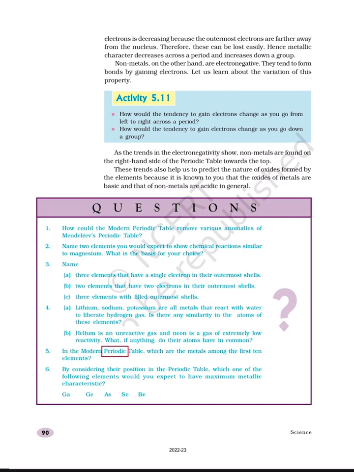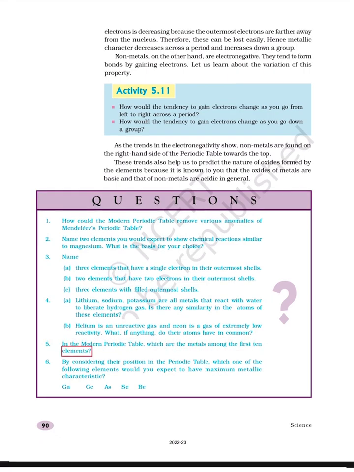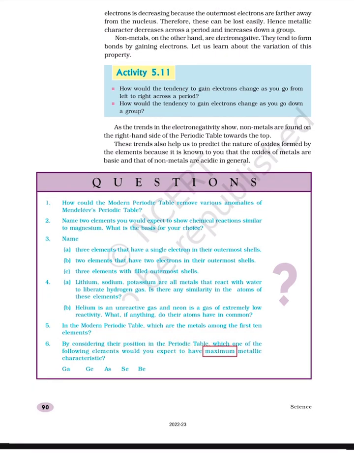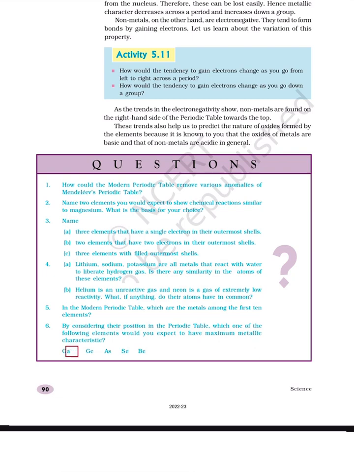5. In the modern periodic table, which are the metals among the first 10 elements? 6. By considering their position in the periodic table, which one of the following elements would you expect to have maximum metallic characteristic? Lithium, sodium, potassium are all metals that react with water to liberate hydrogen gas. Is there any similarity in the atoms of these elements?